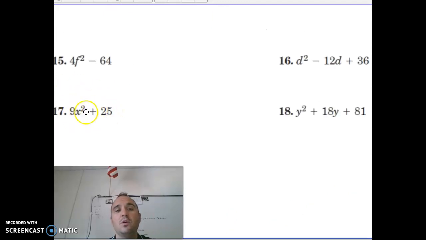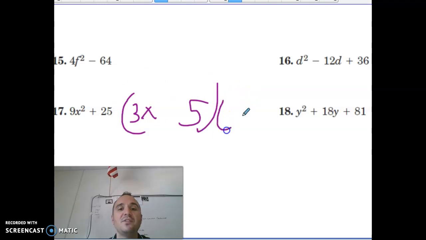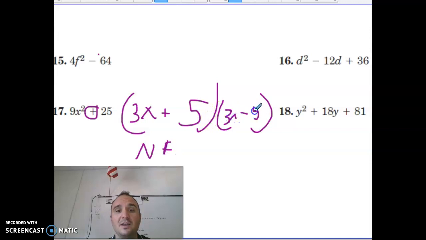This one is a unique one. See how these are perfect squares? So it's 3x and 5. But if you were to set this up, it is actually not factorable, because it's not called sum of 2 squares. It's called the difference of 2 squares. So this one is actually not factorable. If you checked it, you would find out that this does not give you the original equation when you FOIL.